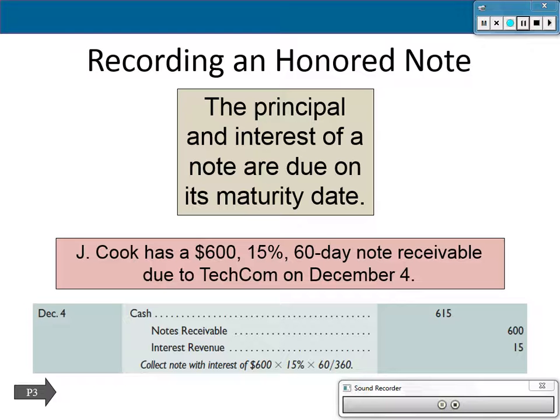So we're going to show the cash we received. We need to calculate the interest, which is 600 times 15% times 60 over 360 days. And that gives them interest revenue of $15. So they're going to pay a total back of $615. So we recognize our cash at $615, notes receivable at the principal amount of $600, and the interest revenue earned at $15.